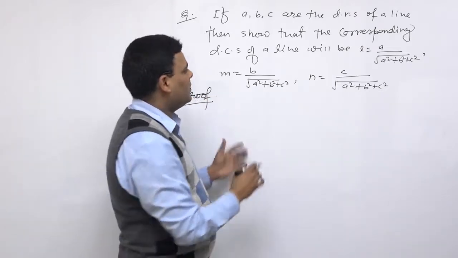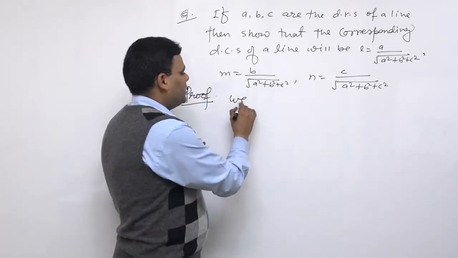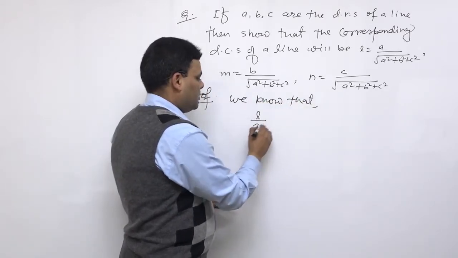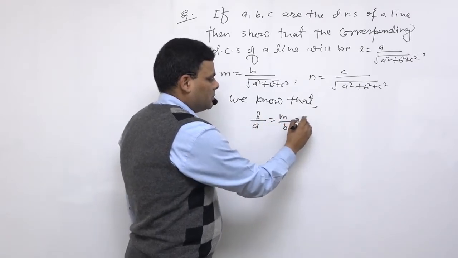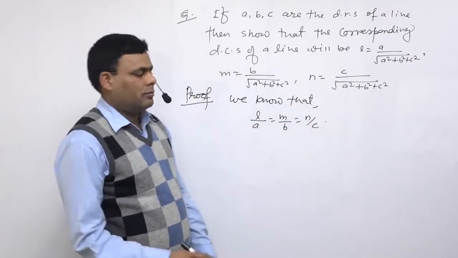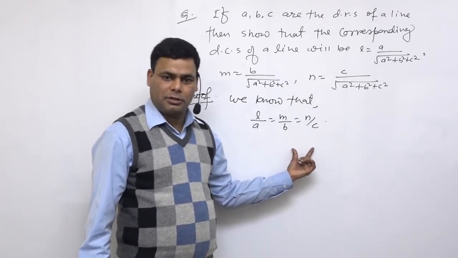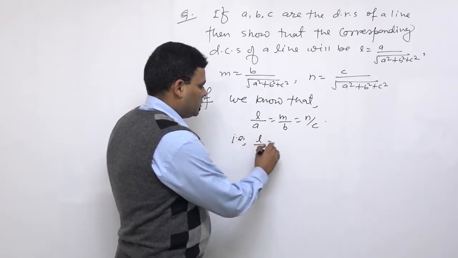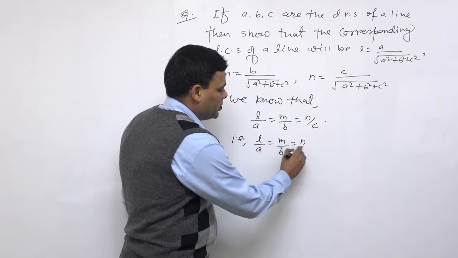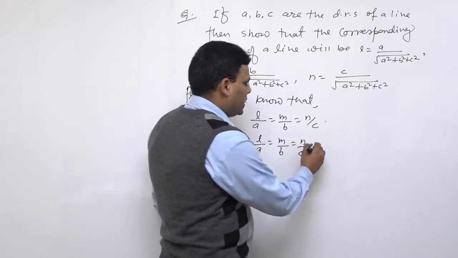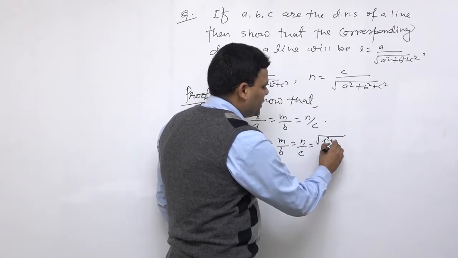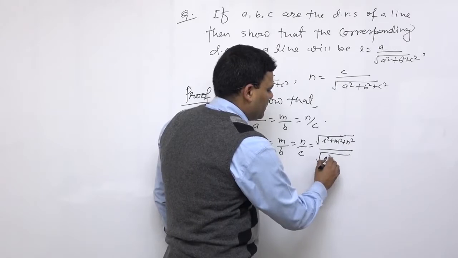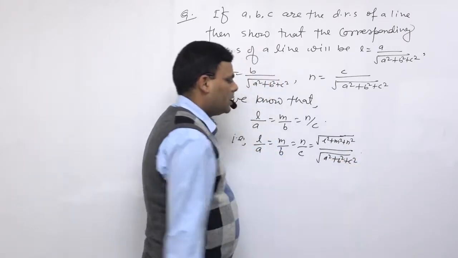We can use the definition of a direction ratio. We know that l upon a equals m upon b equals n upon c. This is the definition of direction ratio of a line. That is, यो भनेको l upon a equals m upon b equals n upon c equals, we can write root over l square plus m square plus n square upon root over a square plus b square plus c square. यसो हुन्छ.